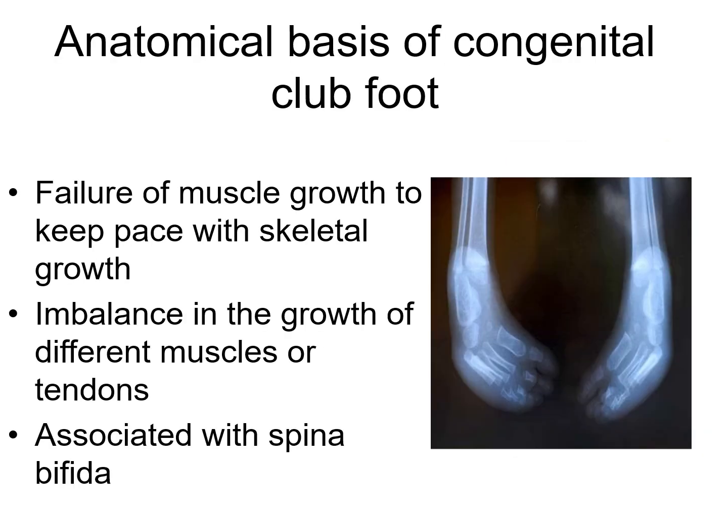Anatomical basis of congenital clubfoot. It can occur due to failure of muscle growth when compared to the skeletal growth. The second reason may be an imbalance in the growth of different muscles or tendons. It can even be seen associated with spina bifida. So, if there is a weakness of the action of the everters, the foot will be fixed in an inverted position and vice versa. In a similar way, if there is a weakness of the dorsiflexors, the foot will be fixed in plantar flexion and vice versa.